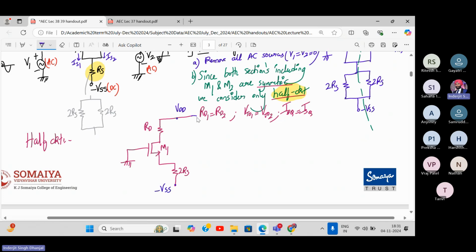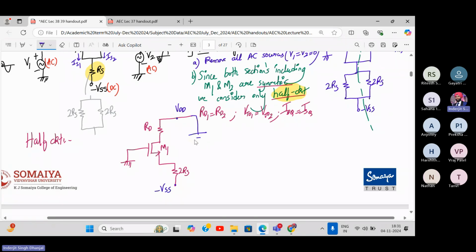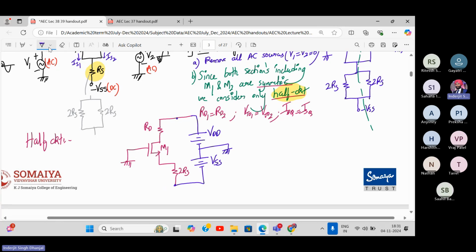So how do we connect them? We connect it like this. This is plus and this will be minus. Got it? And this will be grounded. Agree or no? This is VDD and this is minus. So automatically it becomes minus VSS, and this will become plus VDD. Agree to this?